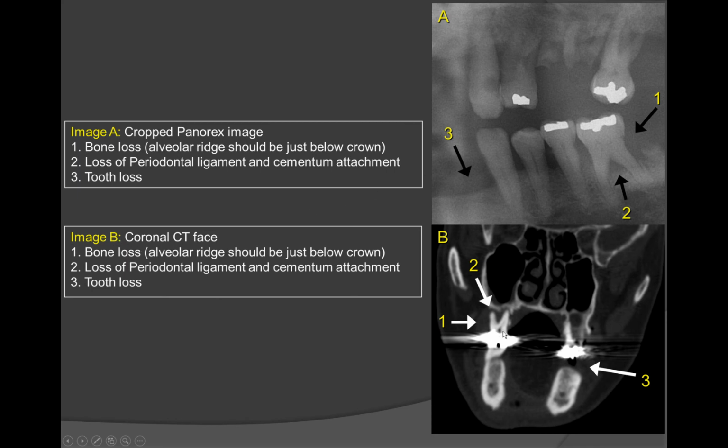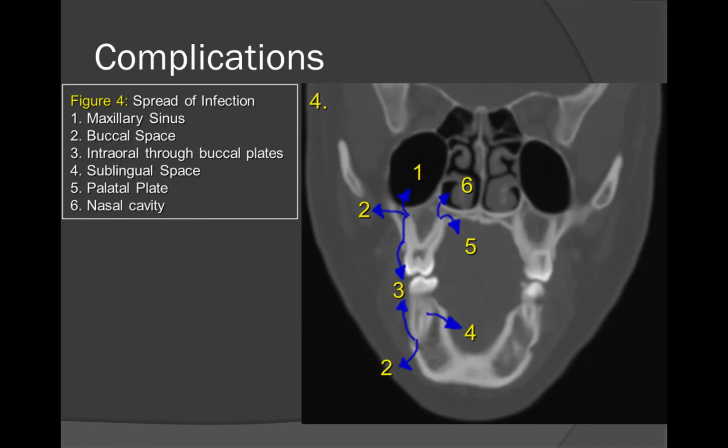Here's a coronal CT of the face, demonstrating again complete loss of the alveolar process of the maxilla, which would result in a wiggly tooth, and on this side a loss of the tooth in the mandible. Now let's switch back to talking about endodontal disease and the possible complications.